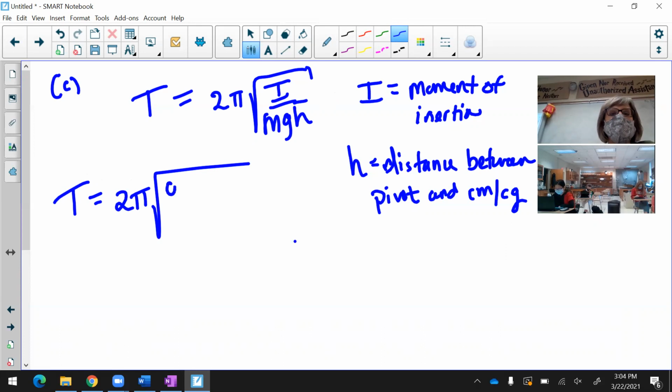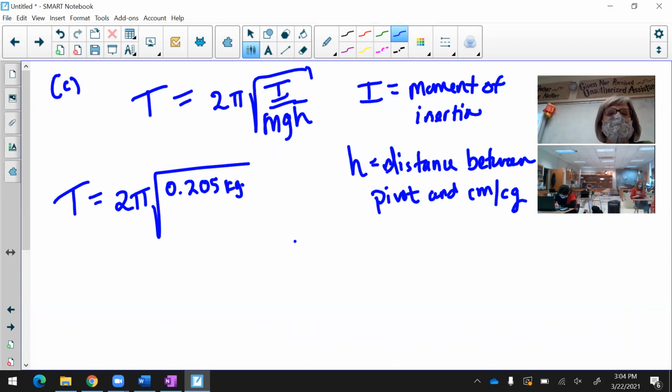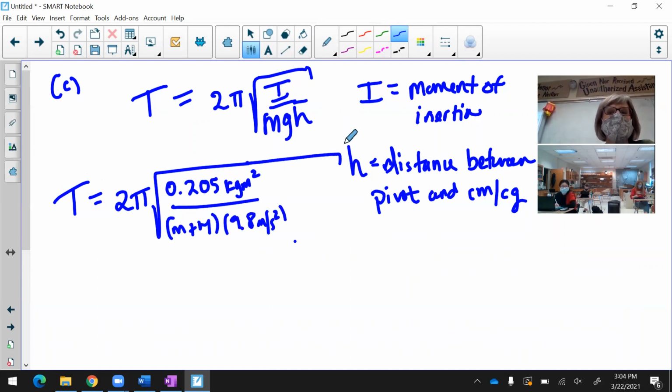So we figured out the center of mass to be 0.205. The moment of inertia is in kilogram meters squared. M there is going to be the mass of the whole thing. g is 9.8 meters per second squared. And of course, we just found h was 0.477 meters.